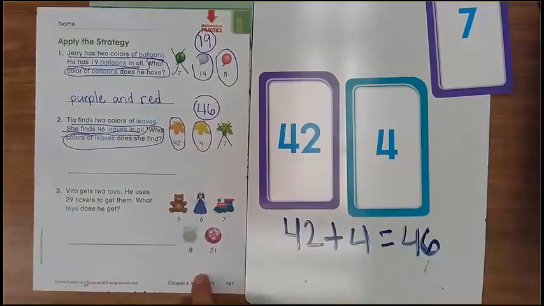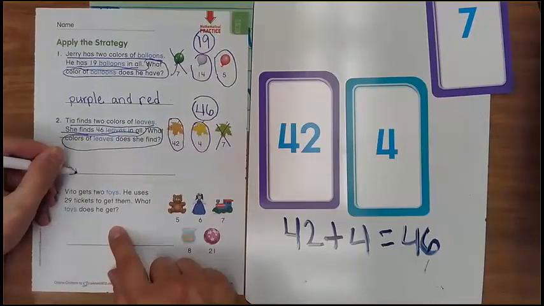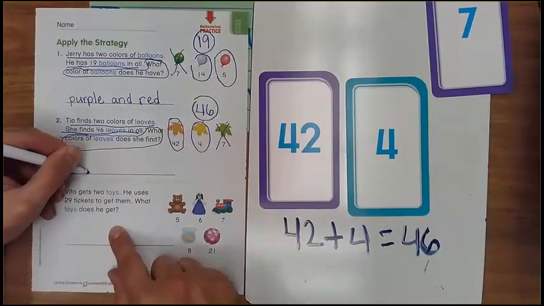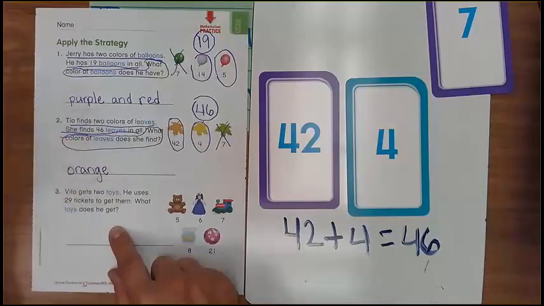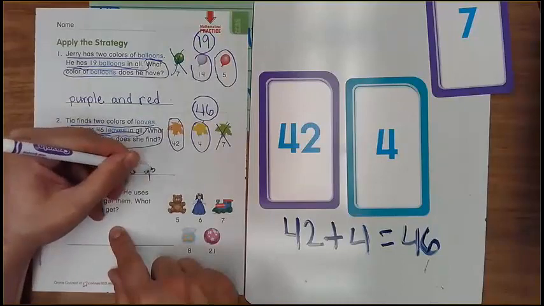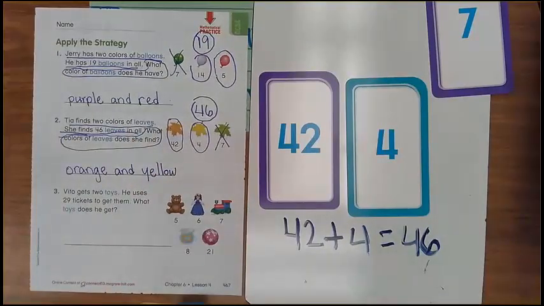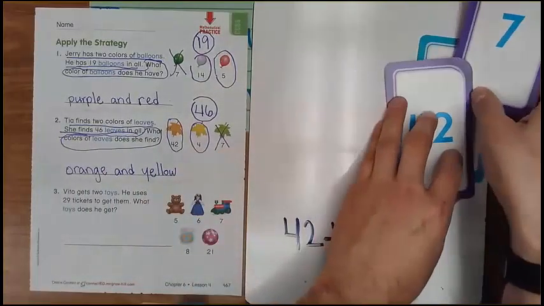Okay, we got lucky. We found that one on the first try. So she must have seen the orange and the yellow leaves. All right, orange and yellow. Okay, the next one.